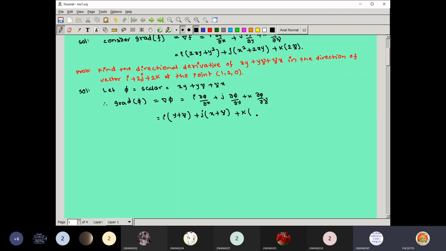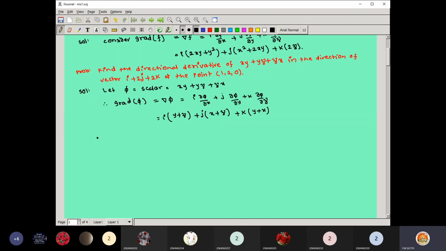Dou phi by dou z, with respect to z. So you are getting y plus x. Just you are making the differentiation with respect to x, y, z. Now here the point is given at the point 1, 2, 0.